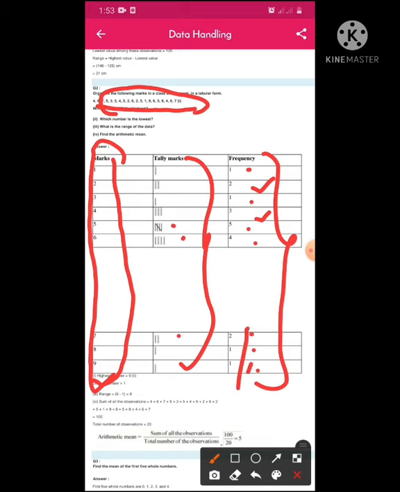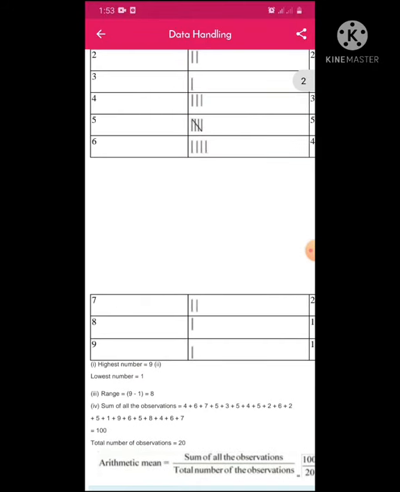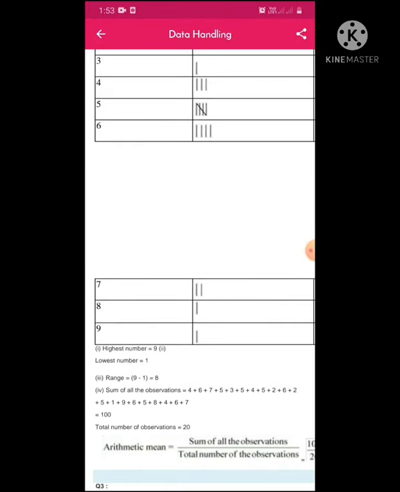You can see the highest and lowest value. The highest number is 9, and in 9 how many tally marks are there? 1. The lowest number is 1.